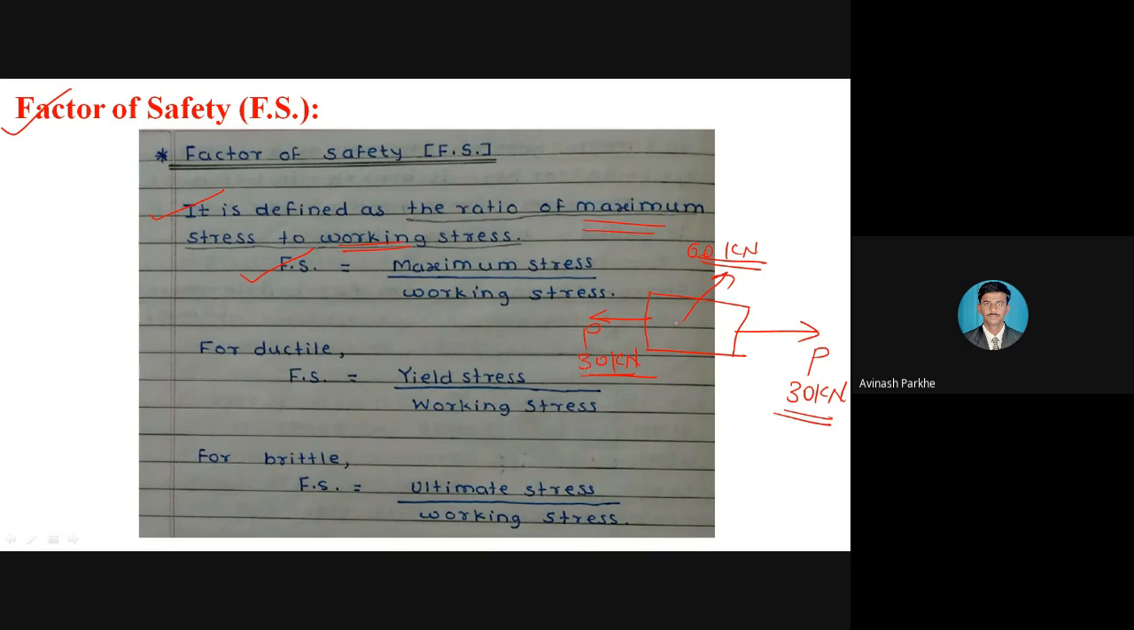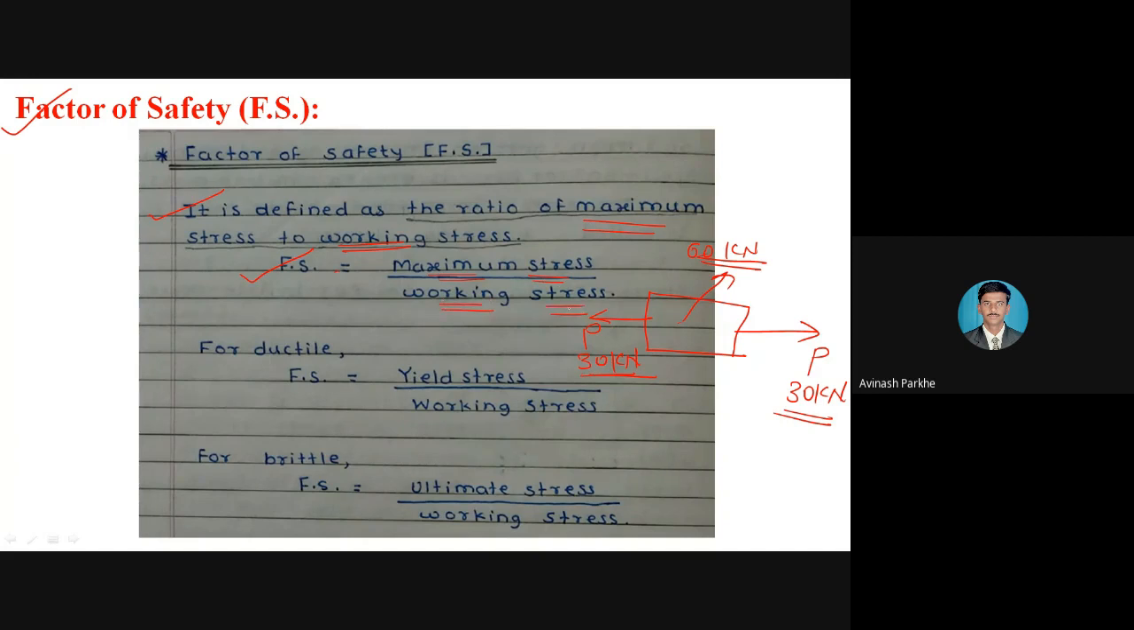So if the 60 kilonewton load is applied on this particular body, it can sustain the 60 kilonewton because it is having the limit up to the 60 kilonewton. But if I apply the 70 kilonewton load, the body will not be able to sustain it and it will break. Similarly, the factor of safety is defined as the ratio of maximum stress upon working stress.